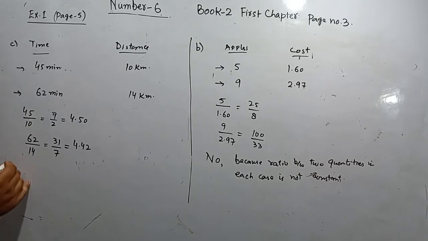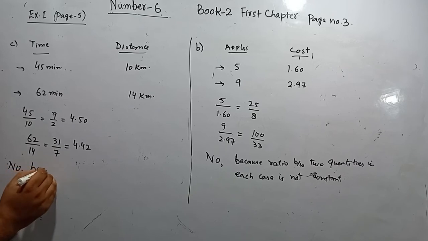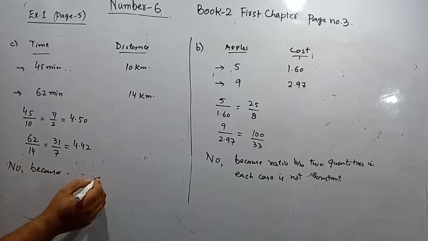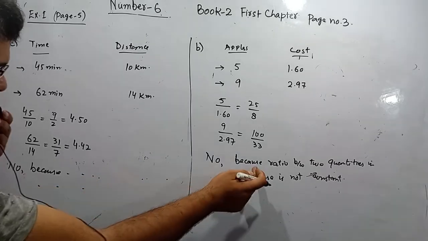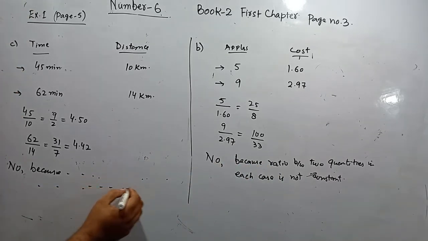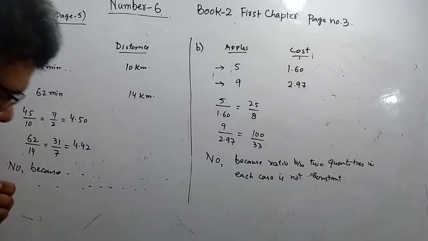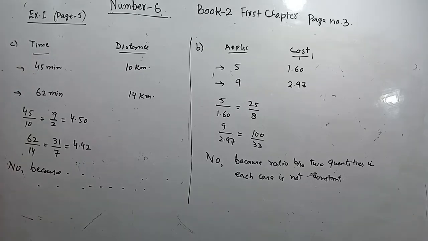So I can write here no, they are not in direct proportion, because the ratio between the two quantities in each case is not constant. The same reason I wrote here, I need to write here. So what we learn here, the most important thing is that we should see the ratio. If the ratio between the two quantities is the same, then they are in direct proportion. If it is not the same, they are not in direct proportion.